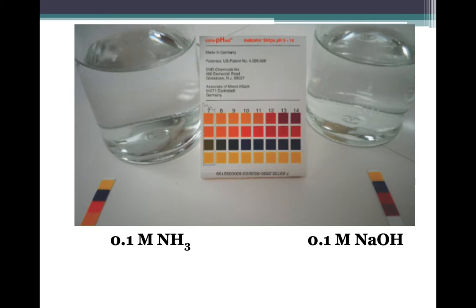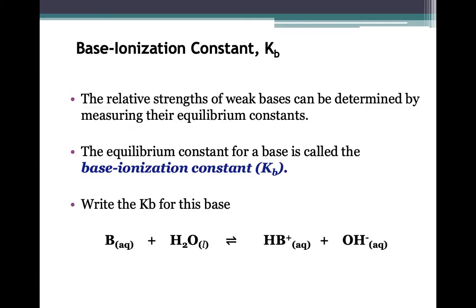The paper started out with that blue, greenish color, and when we dip it into 0.1 molar solutions of ammonia and sodium hydroxide, we see that the sodium hydroxide on the right hand is almost orange. It's probably about 12, whereas ammonia is probably closer to 8 or 9.